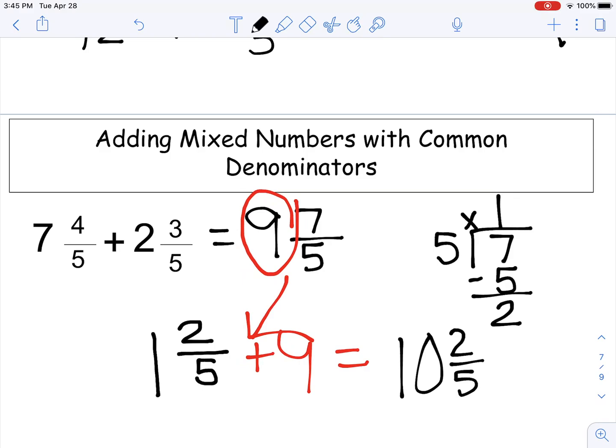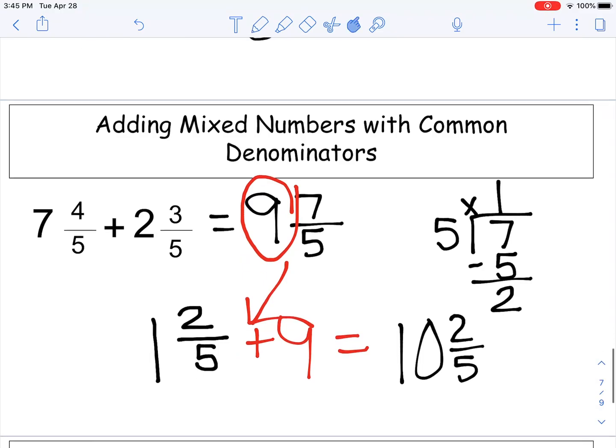Now be careful, because you might not be done there. You have to look at 2/5. Can you divide 2 and 5 by something besides 1? Hopefully you noticed 2, the only way to get 2 is 1 and 2, right? 1 times 2. And is 5 even? If I skip count by 2s, am I going to get to 5? No, I'm going to go past it. So that is my simplified answer.